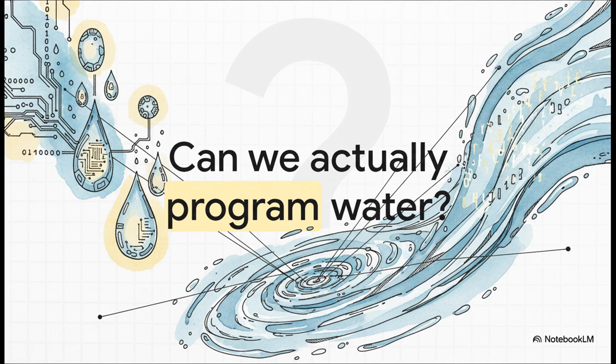So the whole paper really kicks off with this one simple but kind of mind-blowing question. Can we actually program water? And look, we're not talking about just making it flow through a pipe. We're talking about encoding stable, repeatable information into the liquid itself.